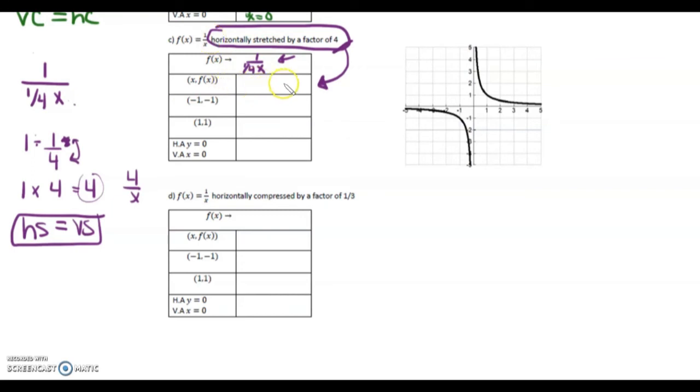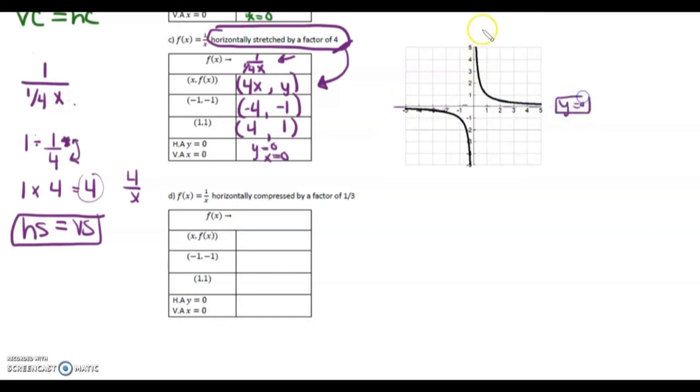So since we're stretching horizontally in the literal form, we're going to multiply every x by 4 and then leave the y's as they are. So we're going to go -1 and 1. Those are going to stay. We're going to stretch this by 4 and stretch this by 4. So we get -4 and 4, and the horizontal and vertical asymptotes don't change.